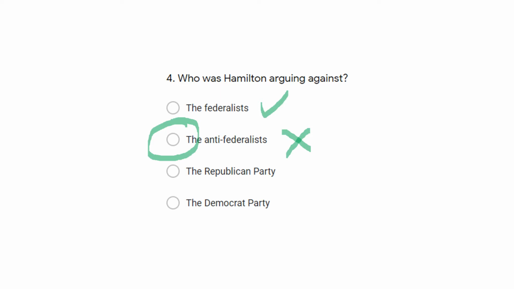The Republican Party, well, they came in the 1850s, so they are too late. The Democrat Party did exist, but they are not linked here. We're talking about the Federalists versus the Anti-Federalists, those that wanted the Constitution and those that did not want the Constitution. So the correct answer is the Anti-Federalists.